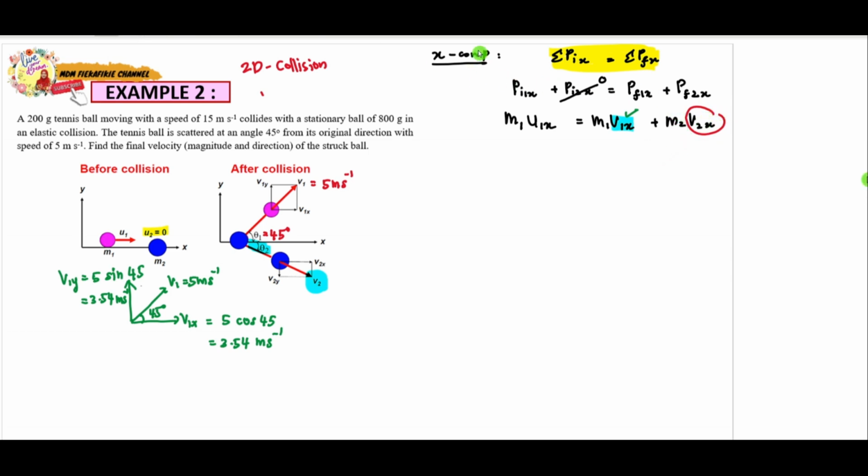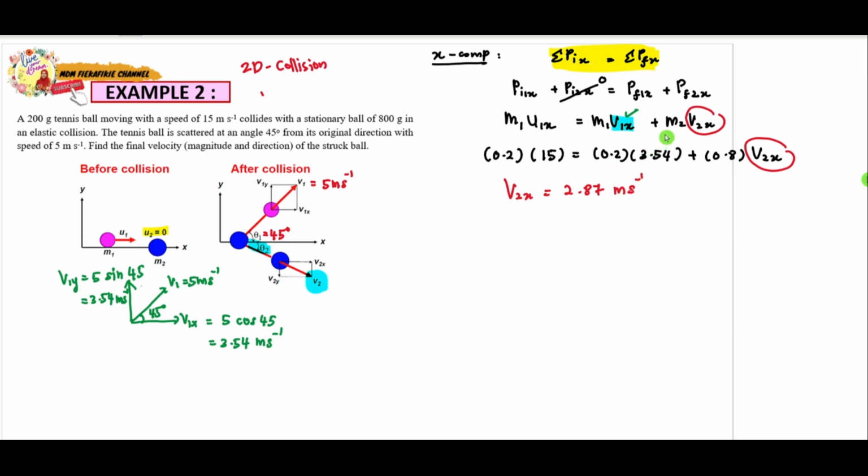And then kita substitute M1 equal to 200 gram. Make sure you change to kg. So 0.2 kg U1x. So since mass 1 is moving to the right, so memang dia in X component lah kan. So 15 equal to M1 0.2. V1x kita dah kira tadi 3.54 plus M2, soalan bagi 800 gram. Make sure you change to kg. And this is V2x. So now from here we can find already V2x. So V2x is equal to 2.87 meter per second.